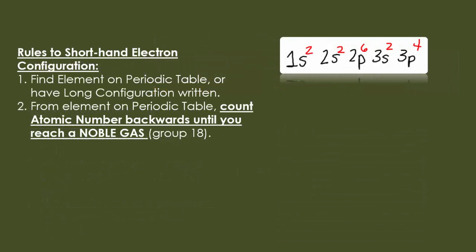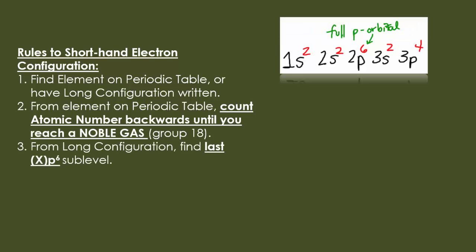If you want to write a shorter version of that giant code, again, just find the element on the periodic table. Or if you already have the longhand configuration written, you can use that. Find the element on the periodic table, and you count the atomic number backwards until you reach a noble gas. A noble gas is group 18, which is the far right-hand side. From a long configuration, you can also find the last p sublevel. If you notice over here, we have a 2p6, which is full, but a 3p4 is incomplete.